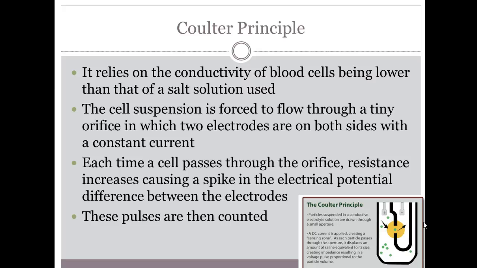This is a good way to count cells. They send the cells through in a single file line, and every time that current is broken, it counts. So one cell goes through, it's 1. Another cell goes through, it's 2, 3, 4, 5. So they send all the cells through, and it's able to take a count of exactly how many cells are there by the pulses of the break in electricity.